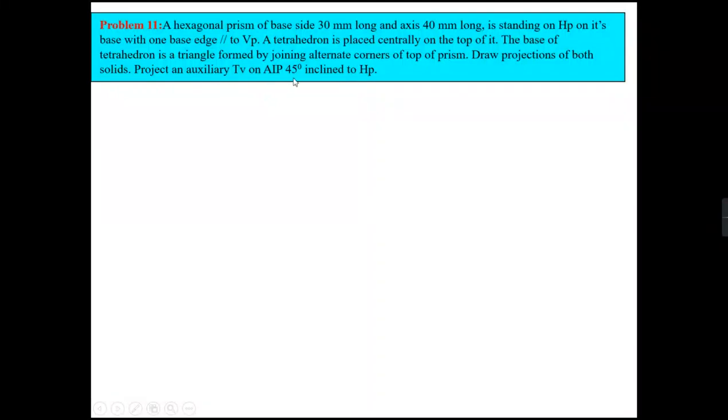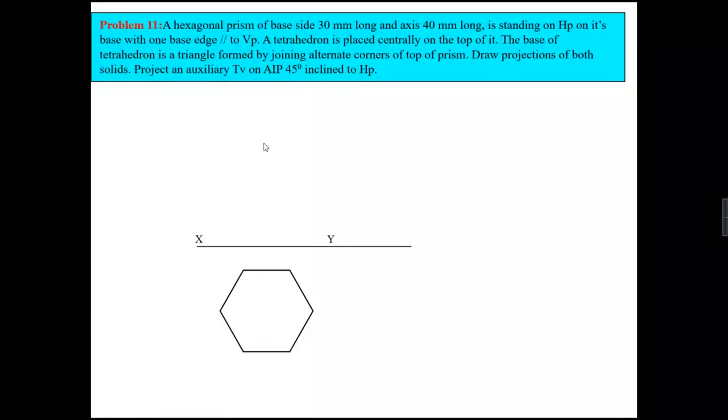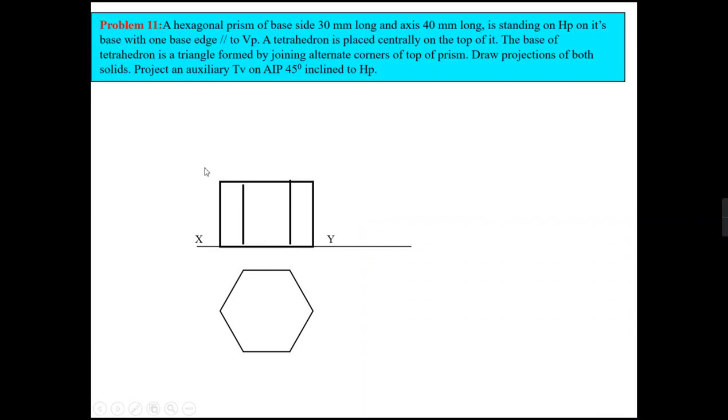So basically it is asking: if your plane is 45 degrees inclined with the horizontal plane, then what will be the top view of the solid? So this is your hexagon, as mentioned in the question. One of its base edges is parallel to the vertical plane, which means this is how you have to draw the hexagon. After that, I will draw the front view of the hexagonal prism.